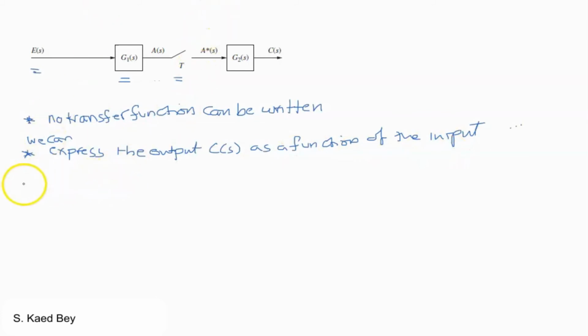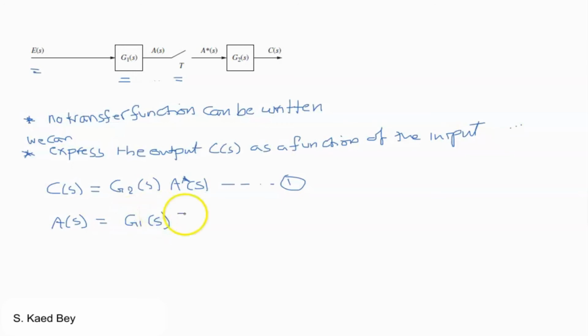Now if we apply the technique developed in the previous chapter, we can express C of S equal to G2 of S multiplied by the A star of S. And we know that A of S is equal to G1 of S multiplied by E of S. For us to find the information in A star of S, if we apply the star Laplace formula, what we get is A star of S equals, since these two are in the continuous domain, the starring of the product will lead to G1 E bar star of S.